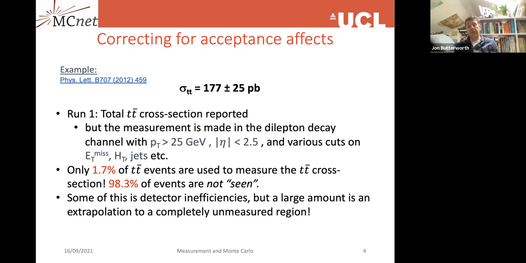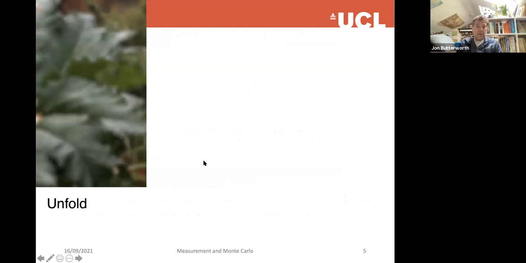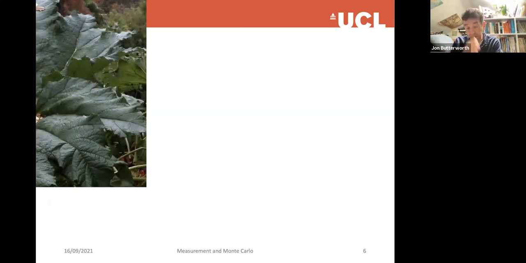Now, some of that is detector efficiencies. Some of it is the branching ratio of W to leptons, but a large amount of it is extrapolation into a completely unmeasured region. This is a kind of cartoon illustration of it. Imagine the screen is my full phase space at the LHC. I want to measure something, so I have a blurry picture of it, and the blurry picture is because my electron resolution isn't perfect, for instance. So I can unfold for that, and I can correct back, within some uncertainty, to recover what the particle level cross section was in that region.